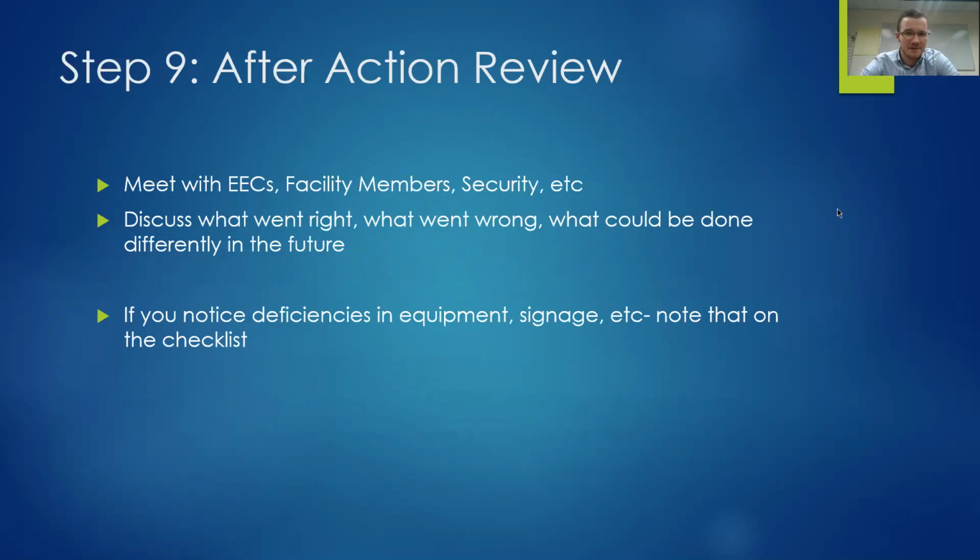If you notice any deficiencies in the equipment, the signage, etc., note that on the checklist and please let me know. So if your evacuation signage is out of date, if you don't have evacuation signage, if some of your exit signs are broken, if the fire alarm doesn't work for some reason, we can think of all kinds of things that could be broken in your buildings. Please let me know, and then we will get whatever the issue is resolved as quickly as possible for you.